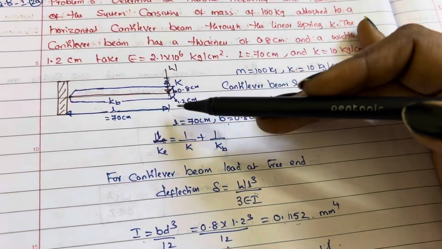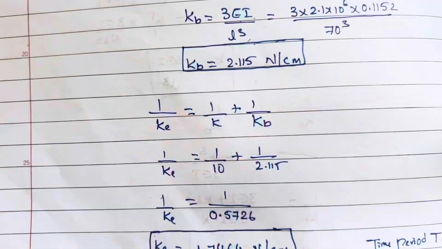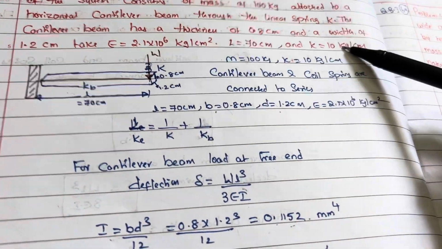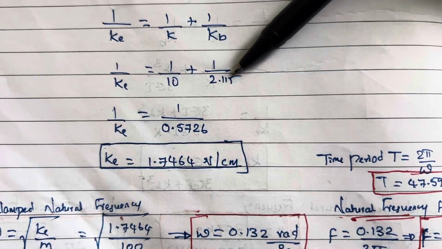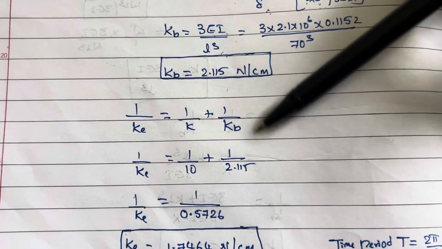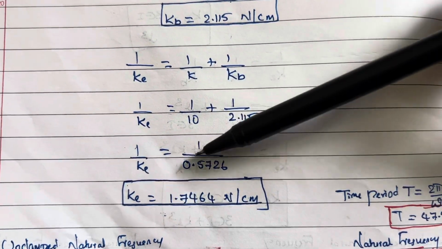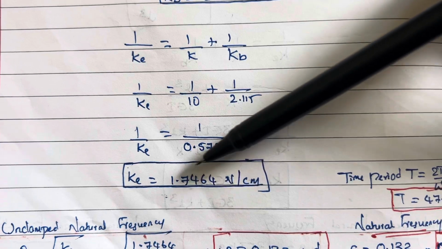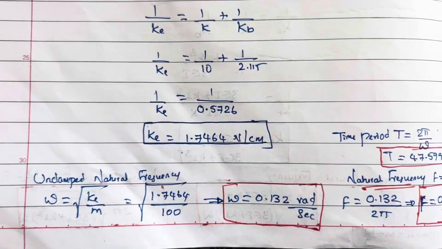But we already know, as in the previous case, the beam and the spring are both connected in series. So 1 by Ke is equal to 1 by K plus 1 by Kb. They have given the spring stiffness as 10 kg per centimeter. So here 1 by 10 plus 1 by 2.115, which is the stiffness of the beam. Taking the LCM, we find in fraction form 1 by 0.5726. By taking the reciprocal, Ke is equal to 1.7464 per centimeter, the total stiffness of the element system.